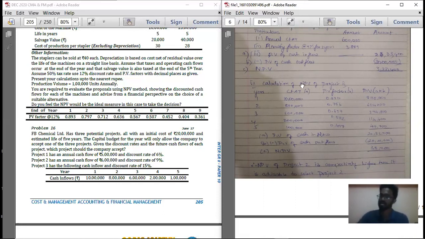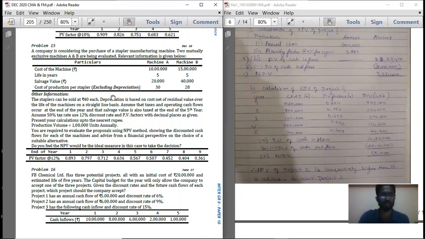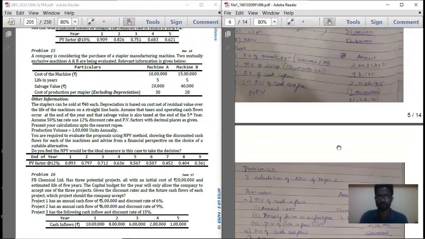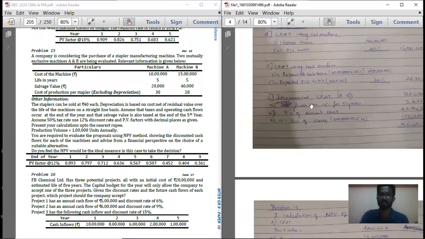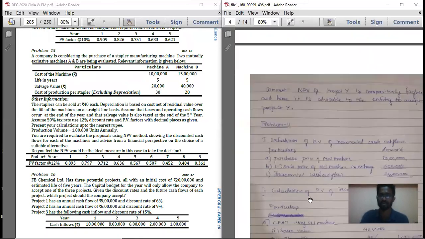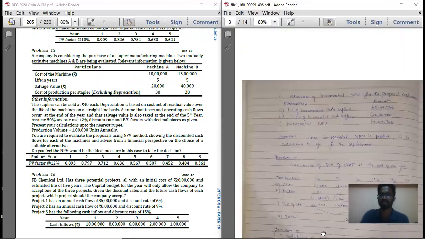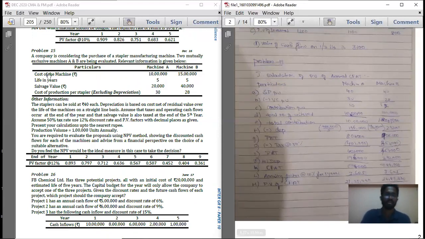So next, moving on to problem number 15. Important problem. Moving on to problem number 15. See, problem number 15, what they have given.